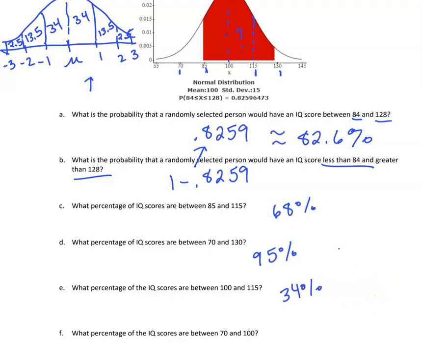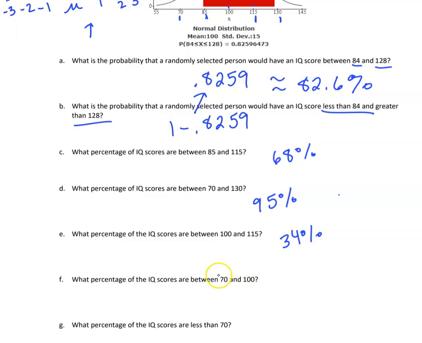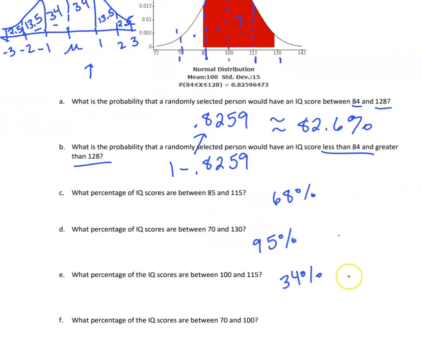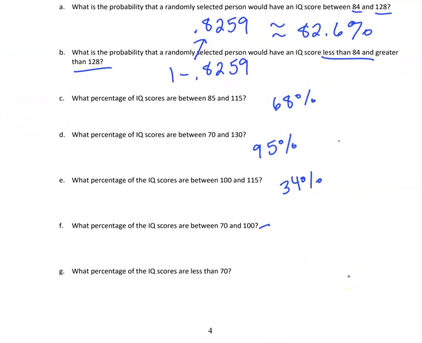Okay, and then F says 70 to 100. All right, so 70 to 100, that would be this region and this region. So go back to your breakdown. That would be what? That would be 34 plus 13.5%. That's why I want you to have that on your index card. That'll make these questions go really, really quickly. 34 plus 13.5 is 47.5, I think, is what that is.